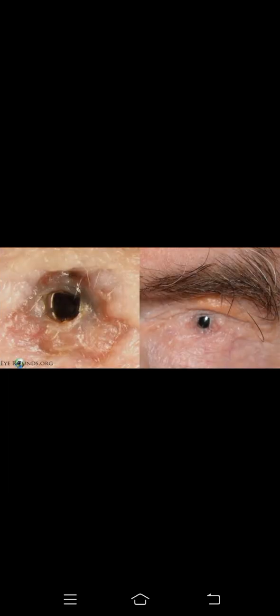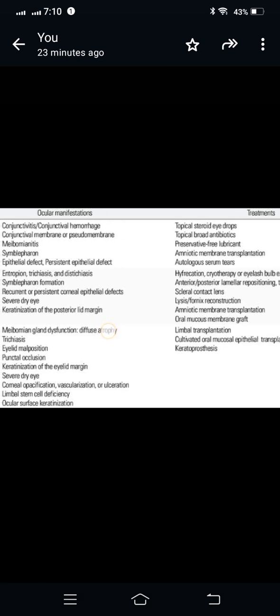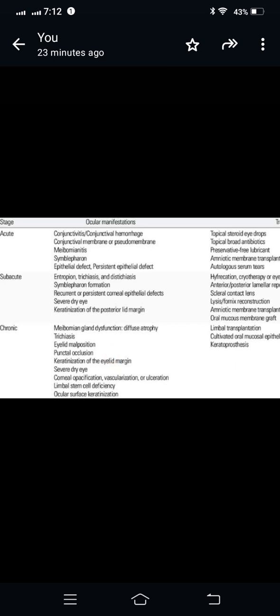Then these are the ocular manifestations and their treatment. In the acute stage there will be conjunctivitis, conjunctival hemorrhage, treated with topical steroid eye drops only. Then there is conjunctival membrane or pseudomembrane, treated with topical broad-spectrum antibiotics, meibomianitis, preservative-free lubricant, symblepharon, amniotic membrane transplantation, epithelial defect. There is meibomianitis, epithelial defect, entropion. These are the changes of the acute stage.